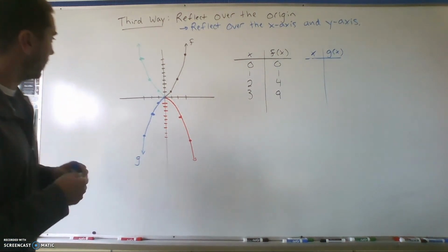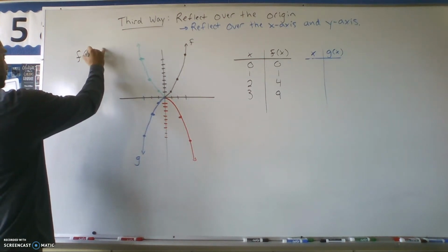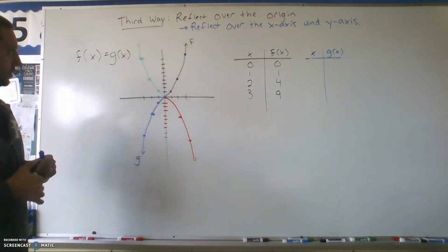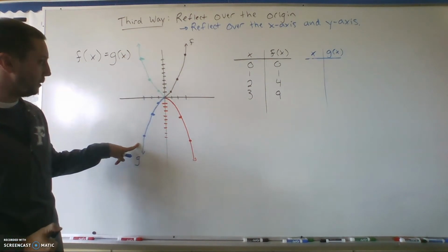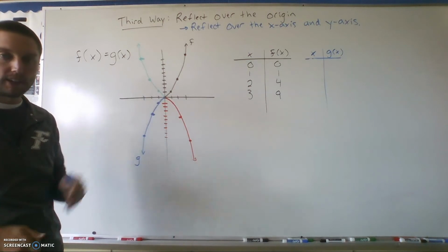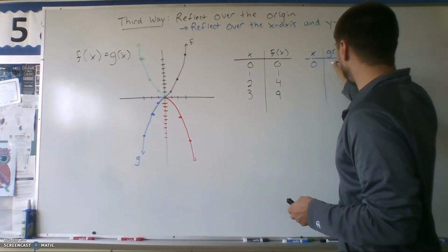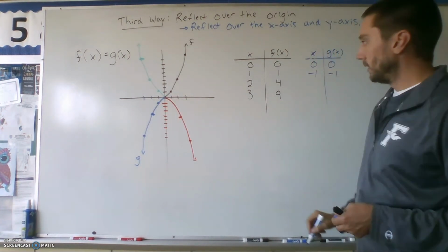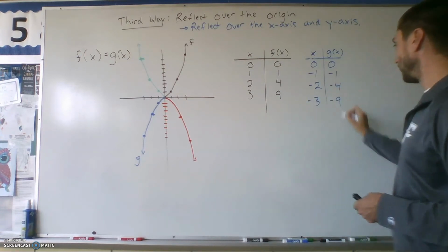Okay? So the last thing we have to talk about here is, what do I do to my f of x equation to come up with this g of x graph? So what did I do with f that turned it into g? To help me with that, I'm going to go ahead and plot these points, make a table, and see if I can find a relationship. So the g has the point 0, 0. It also has the point -1, -1. It also has the point -2, -4, and the point -3, -9.